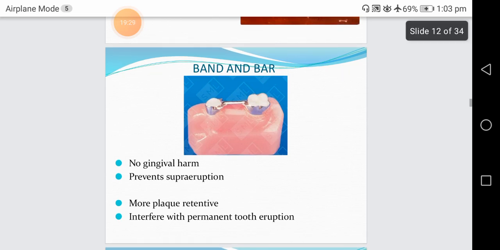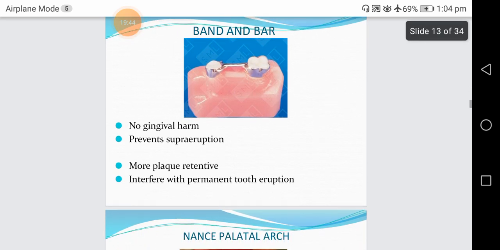But this is more plaque retentive. That is a disadvantage because it has 2 bands attached. It is more plaque retentive and it can interfere with permanent tooth eruption. When the permanent teeth come out, this bar might act as a hindrance.